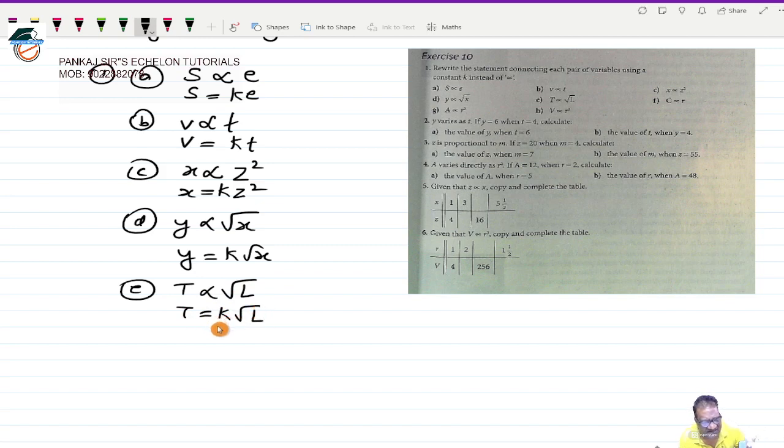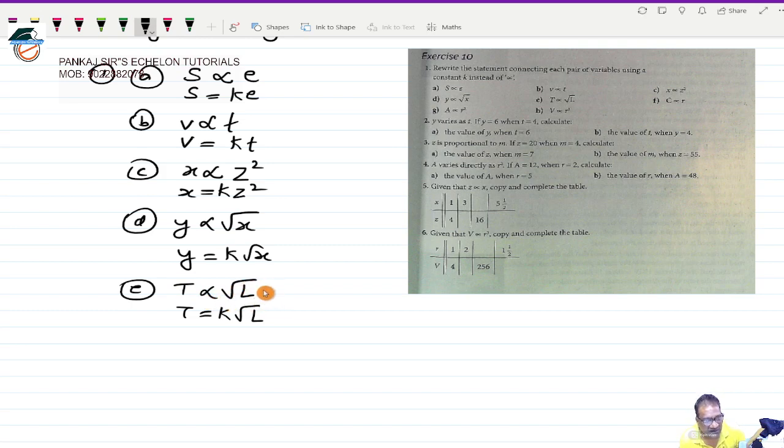Now it's not necessary that you have to represent the constant by k only. You can represent it by some other letter also. But it will have some constant value. And in the actual formulas, for example, T directly proportional to root L, this is a formula in physics which is relating the periodic time, that is T, with the length of the pendulum, that is L. And these two are related in this way. The periodic time is directly proportional to the square root of the length of the pendulum, isn't it?